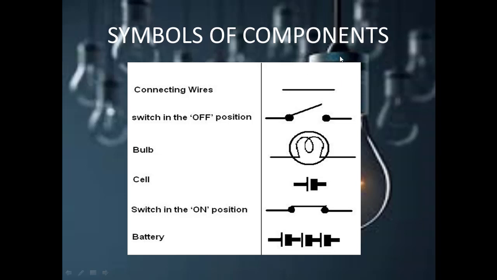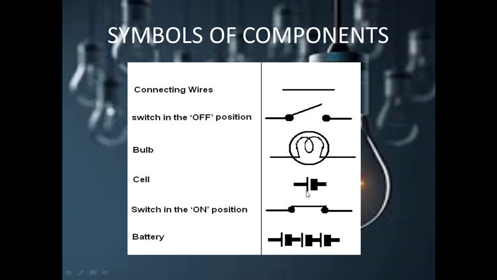Next, we'll move on to the symbols of components, that is, symbols of electric components or circuit components. The first one is the connecting wire. A wire can be symbolically represented as a straight line or a horizontal line. Next comes the switch. This is the switch, and it is in off position because there is an interruption here. Next one is a bulb. It almost looks like an inverted W with a circle around it. So this is the bulb.